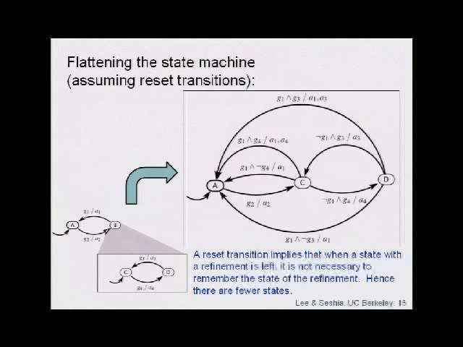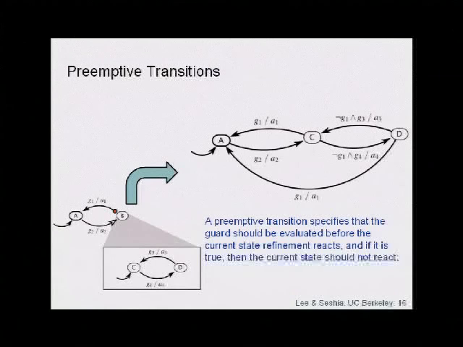Okay, so now we've talked about hierarchical state machines with history and with resets. There's one more notational detail here, which is the notion of preemption. So if you look at this picture over here, you'll see that this transition has a little red dot at the beginning of the transition. What it means is that this transition can preempt anything that's going on in the refinement, right?